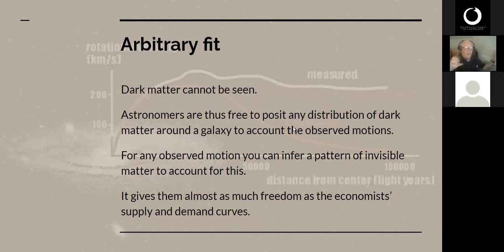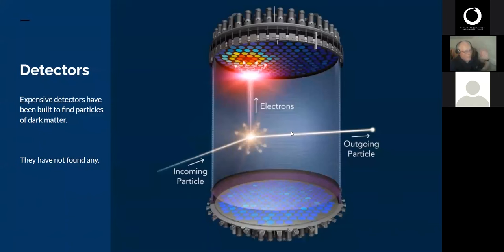And it's arbitrarily precise. Since you can't see the dark matter, you're therefore free to posit any distribution of dark matter you want in order to account for the observed motions. And for any observed motion, you can infer a pattern of invisible matter. It gives them almost as much freedom as the economists with their supply and demand curves. Now, it does, however, make predictions.